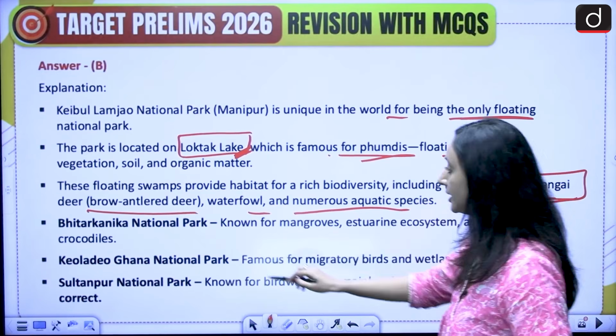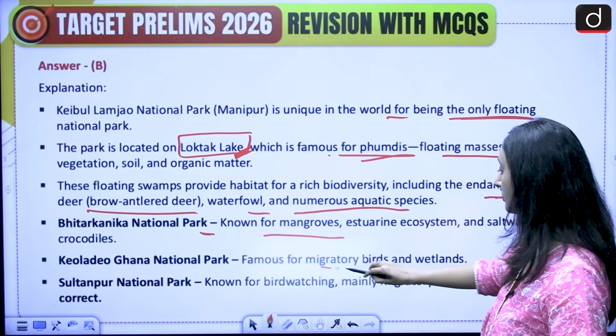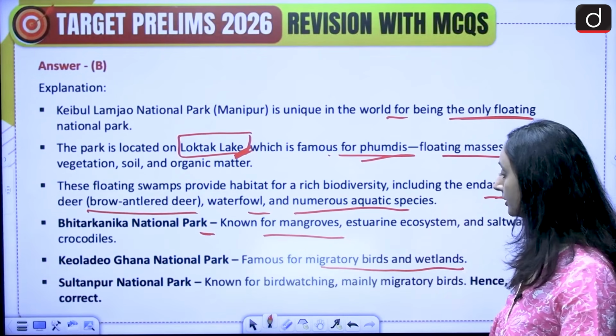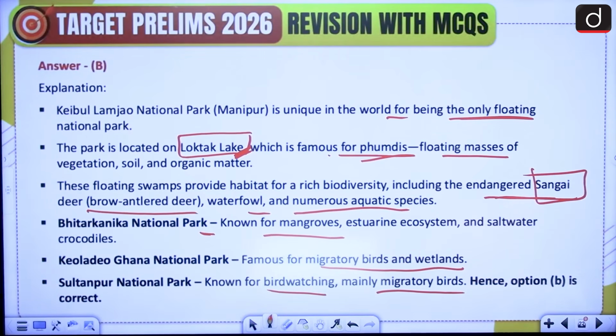Okay, Bhitarkanika National Park is known for its mangroves. Keoladeo National Park is famous for migratory birds and wetlands in Rajasthan. And Sultanpur National Park in Haryana is famous for bird watching, mainly migratory birds.